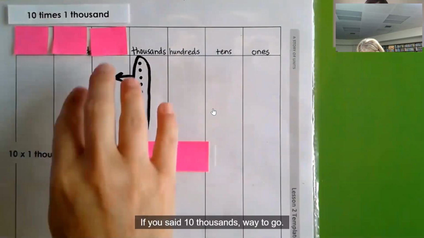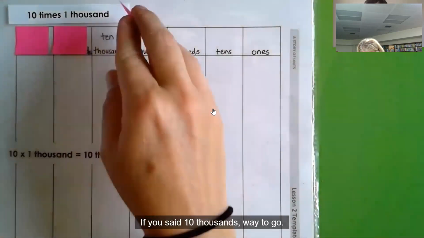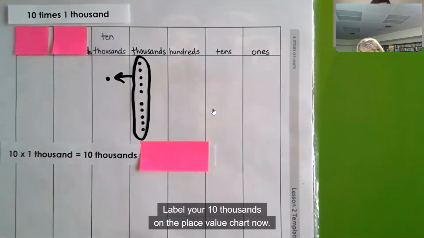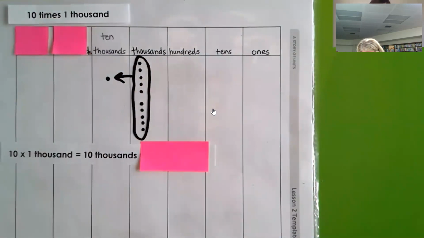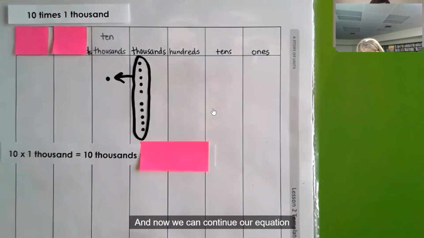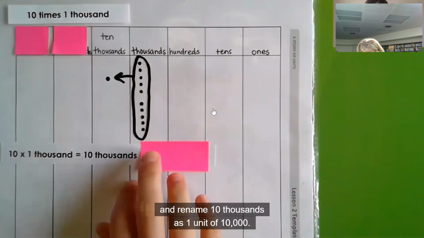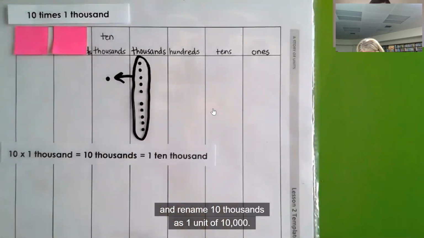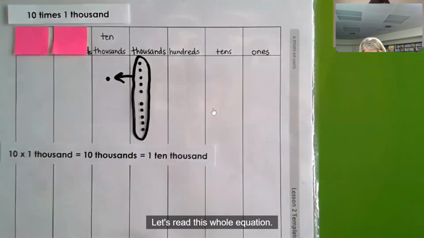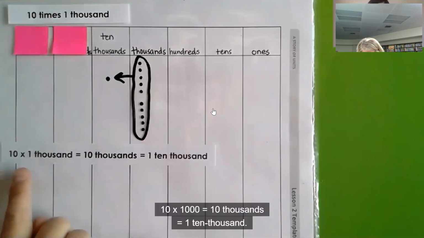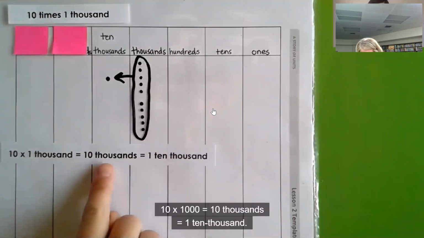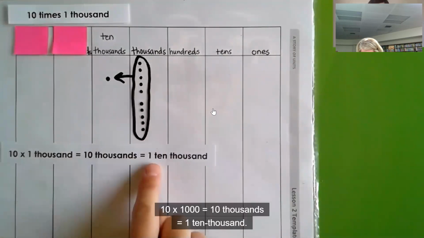If you said 10 thousands, way to go. Label your 10 thousands on the place value chart now. And now we can continue our equation and rename 10 thousands as one unit of 10,000. Let's read this whole equation. 10 times 1,000 equals 10 thousands equals 1 10,000.